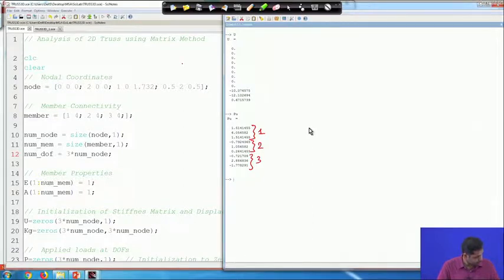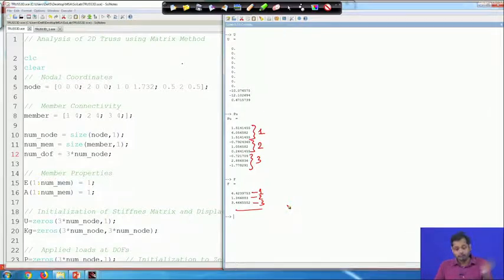Similarly, we can calculate the member forces. Member forces will be this. So, these are the 3 members, these are the member forces: member number 1, member number 2 and member number 3, right. Now, since this truss is comparatively smaller, you can do it manually.